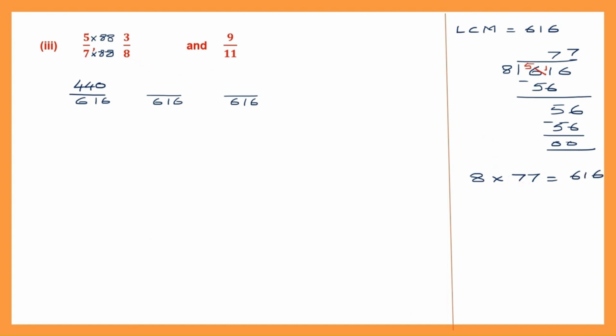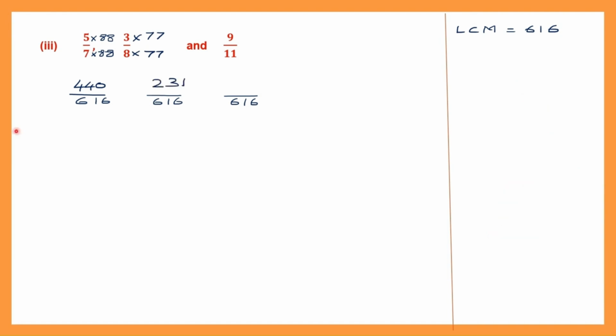So here we should multiply 8 by 77. So 8 into 77, that means we should multiply 3 also by 77. Let's multiply 77 into 3 and see what we get. 3 sevens are 21, carry 2. 3 sevens are 21 plus 2 is 23. So here we get the second numerator, 231. Now let's look at the third fraction. The third fraction is 9 by 11. That means this time the denominator 11, we're going to use as the divisor to divide 616.